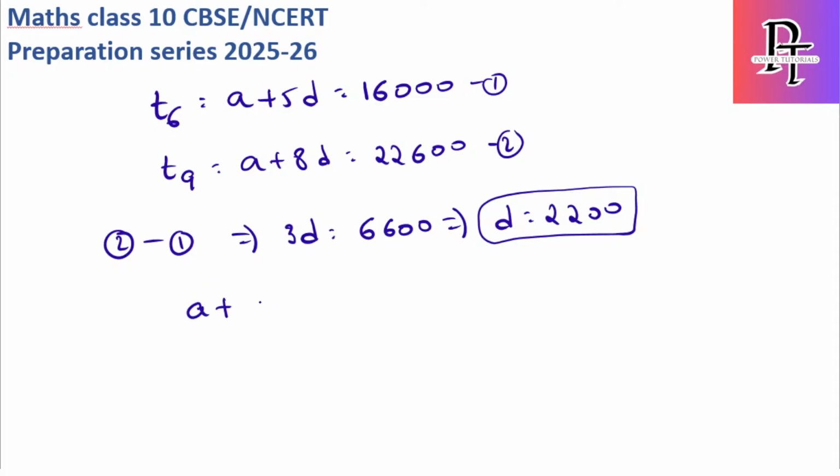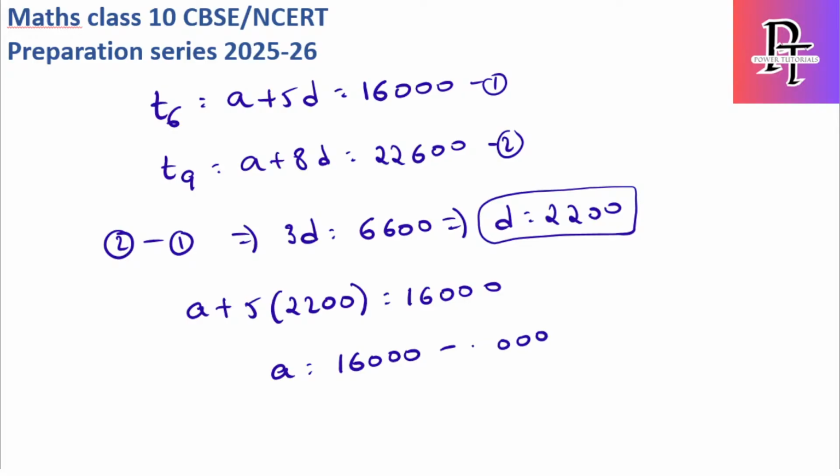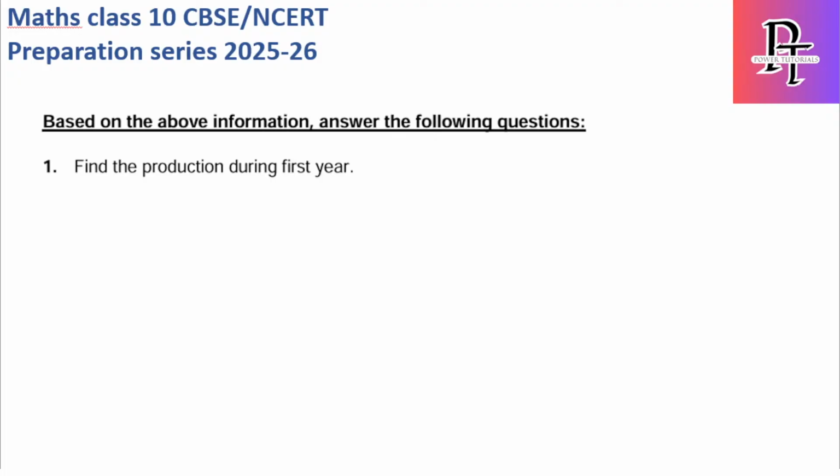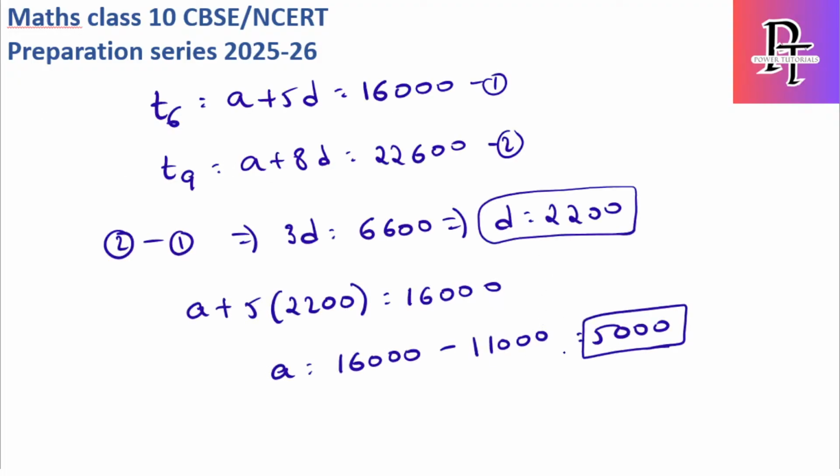So a plus 5 into 2,200 is equal to 16,000. So the a value is 16,000 minus 5 2s are 10, 5 2s are 10, 11, which is 5,000. So we got the a value, which is 5,000, in the sense the first year production is 5,000. Now let's see the questions they are asking, because if we know a and d values, then all the arithmetic progression series related to this question can be solved.